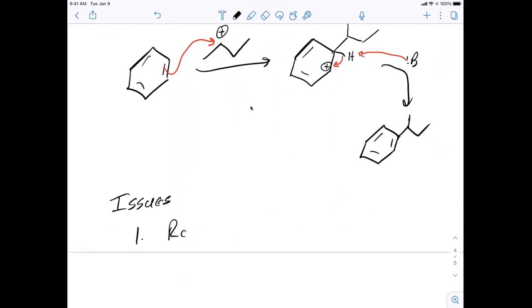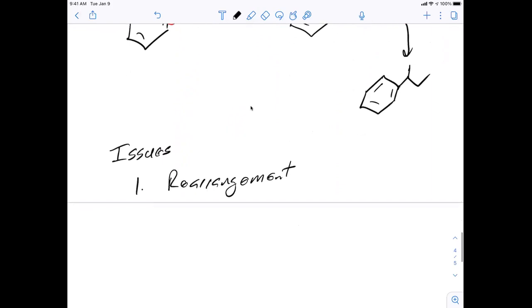Issue 1 is rearrangement. What we're trying to do here is add an alkyl group by going through a carbocation. So anytime we go through a carbocation, what can happen? We get carbocation rearrangements. So we have carbocation rearrangements that are possible here.